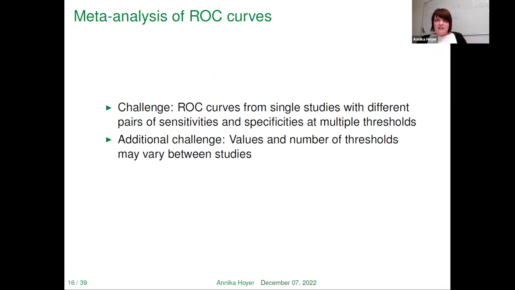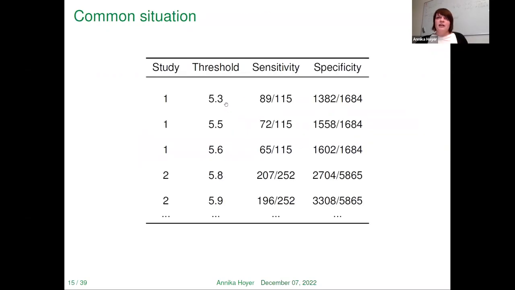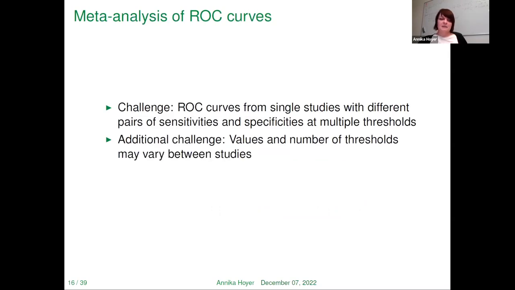The additional challenge is then that also the values and the number of the thresholds may vary between the studies. So you can see it here again. The first study has thresholds 5.3, 5.5, and 5.6, but study two used 5.8, 5.9, and so on. So three thresholds in the first study with these values and two thresholds in the second study with other thresholds. And this information should also be incorporated in the corresponding statistical model.